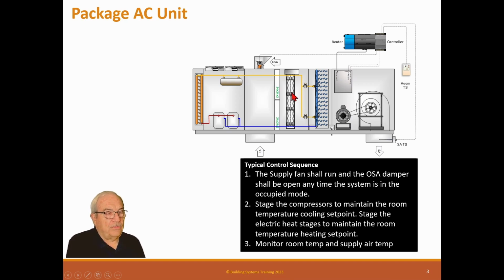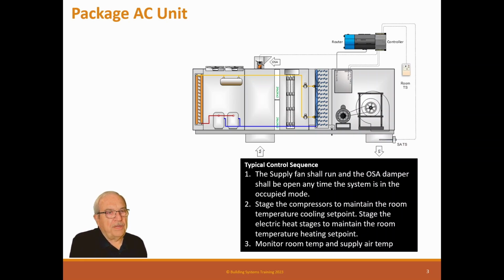A typical control sequence, and again, remember these sequences are high-level sequences intended to tell you how it works, not an actual sequence for a programmer, because they don't have exit points, they don't have some delay timers that might need to be in here, and there's some other things it doesn't have. So they're just to see how it works. High-level sequences. These are similar to what the engineer would have on his drawing. So the supply fan, the outside air damper shall be open anytime the system is in the occupied mode.